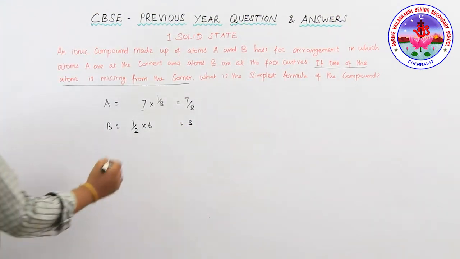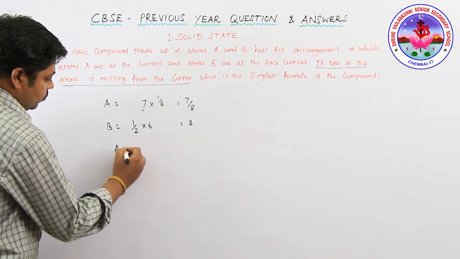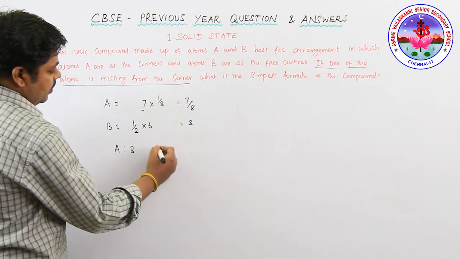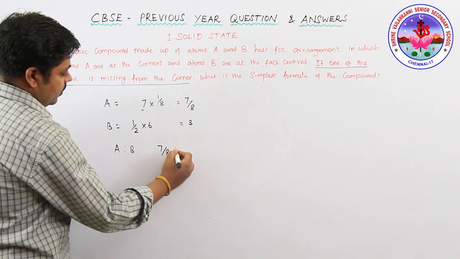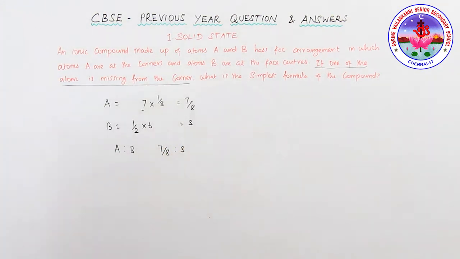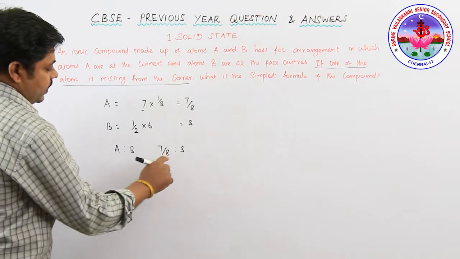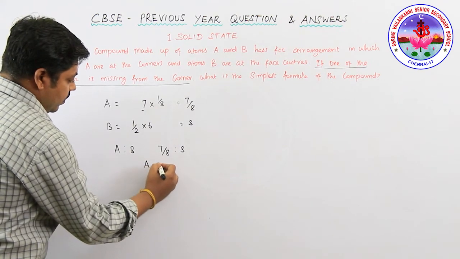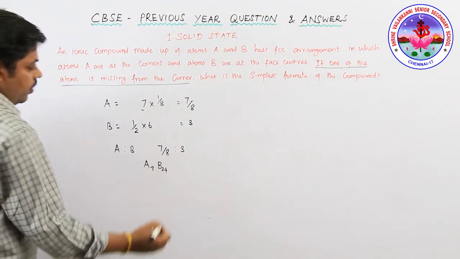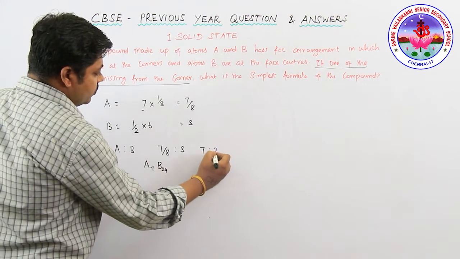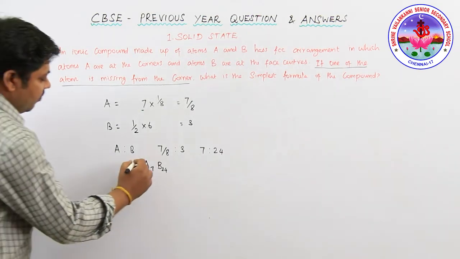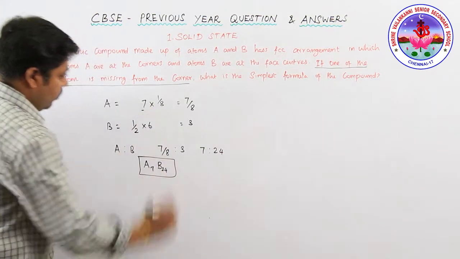Now, the ratio of the compound is A is to B. That means 7 by 8 is to 3. So, 8 3s are 24. So A is 7, B is 24, or you can write A 7 is to 24, A is 7 and B is 24. This is the formula of the compound.